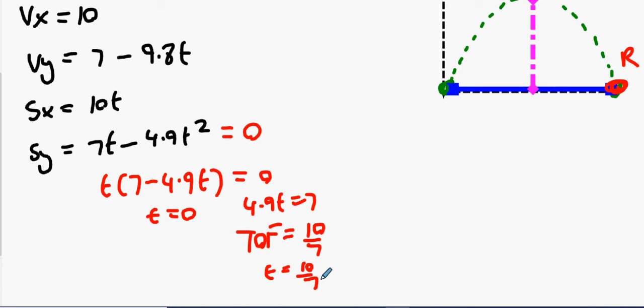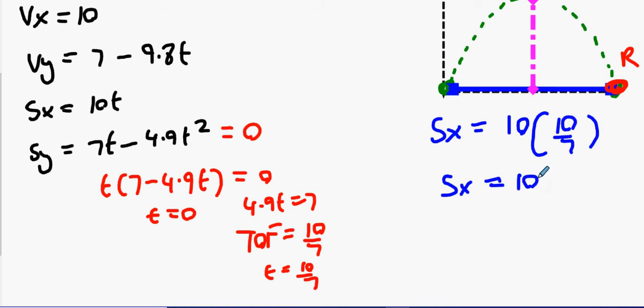Now we're going to find the R value. So how do you find the R value? The blue line is what type of length? An Sx or an Sy? An Sx. So you do Sx equals 10 multiplied by 10 over 7. Sx is 100 over 7. Is that okay?